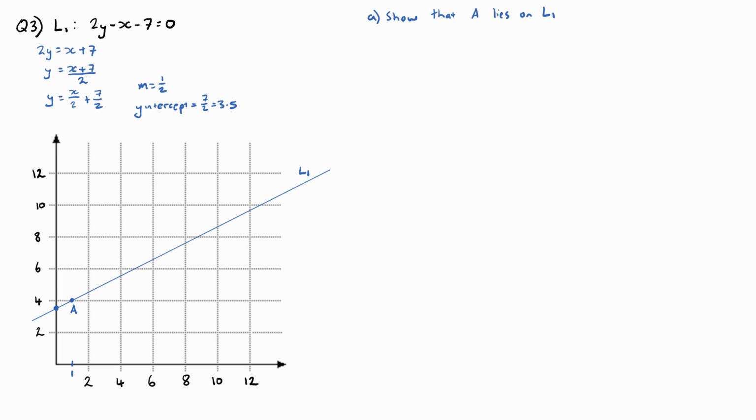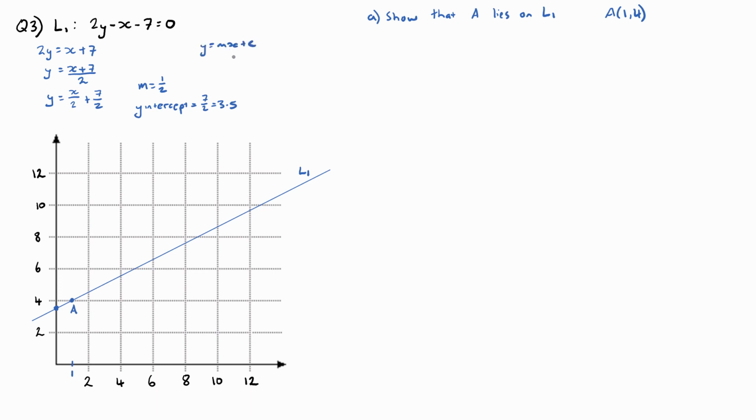Question 3, part A, asks to show that A lies on this line L1, and we are given the coordinates of A. It is (1, 4), and I have actually plotted that onto our diagram here already, but I will still prove that it does pass through this point. You can also notice up here in this blue writing that I've rearranged the L1 equation to be in the form y equals mx plus c.